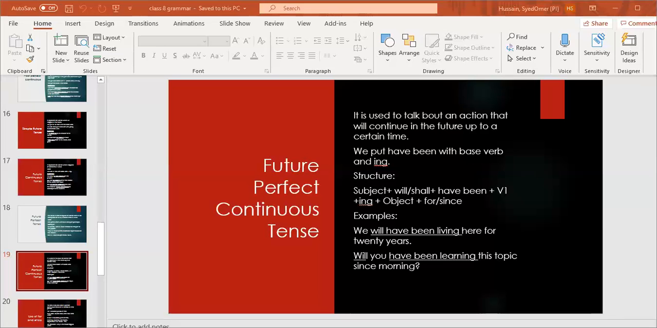So there is no difference in that. If you are using will or if you are using shall, it makes no difference. You can use either will or shall. But it's better that with obligation you can put shall. Okay.